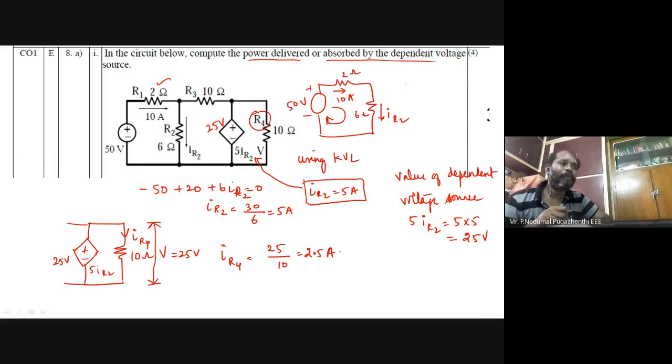Is that okay? These two elements are in parallel. So if this is 25 volt, this is also going to be 25 volts. If the voltage across the 10 ohm resistor is 25 volts, then the current passing through that resistor is going to be the voltage divided by the resistance value, which is equal to 2.5 amps. Any doubts up to this point? Everybody connected here, please.